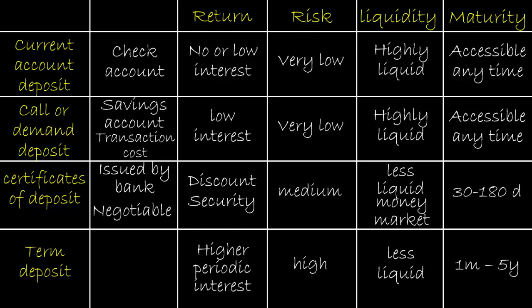or annual. Therefore, if we'd like to compare the risk-reward trade-off between all of them, we'll discover that the one with the lowest risk will be current account deposit, followed by call or demand deposit, followed by certificate of deposit, followed by term deposit. Therefore, the highest return will be for the highest risk, which is term deposit, followed by certificate of deposit, followed by call or demand deposit, followed by current account deposit.